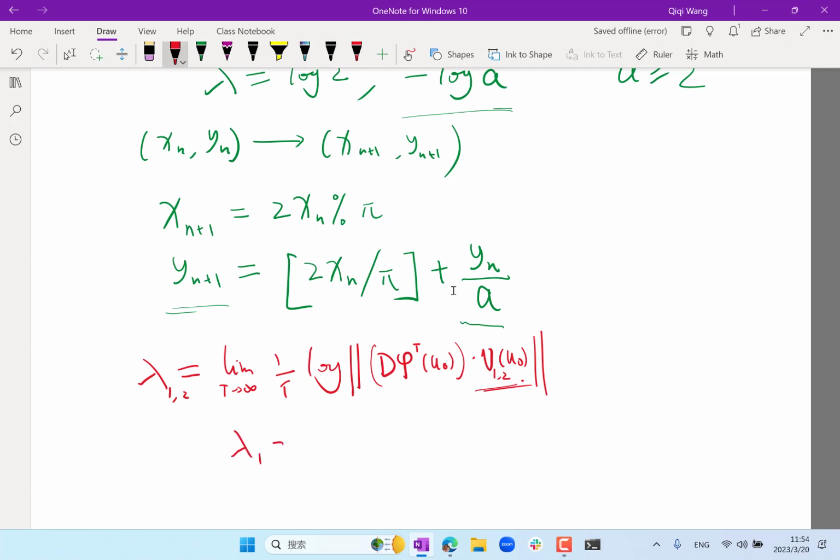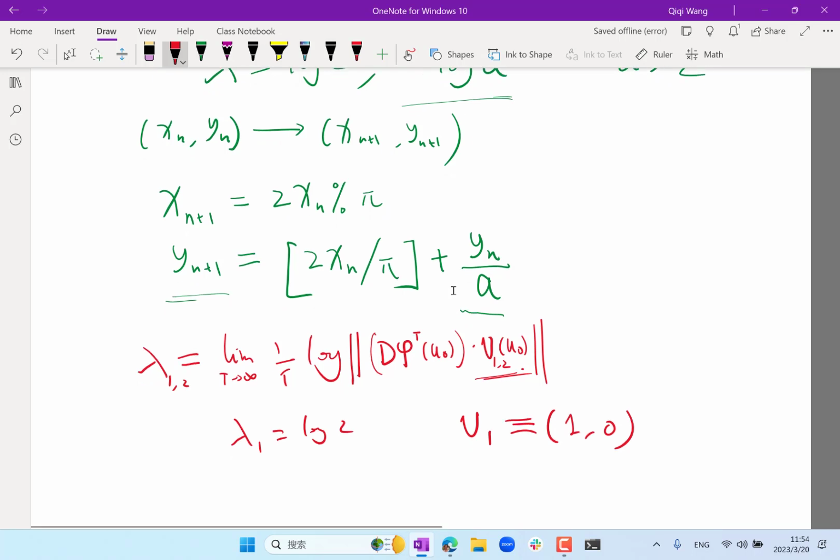And the lambda 1, of course, is equal to log 2, and the corresponding v1 is everywhere equal to (1, 0). This is a perturbation only in the x direction and not in the y direction. Lambda 2 is minus log a, and my v2 is everywhere equal to (0, 1). Perturbation only in the y direction and not in the x direction.